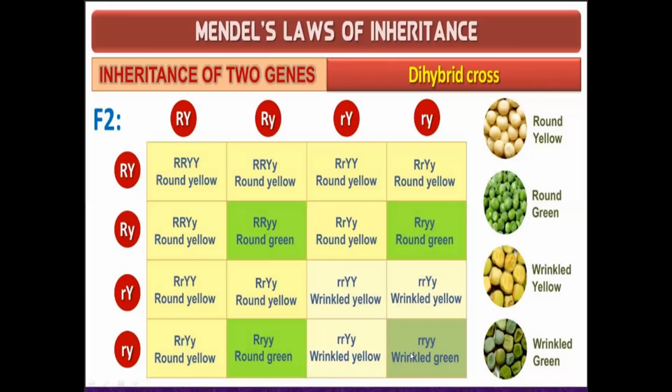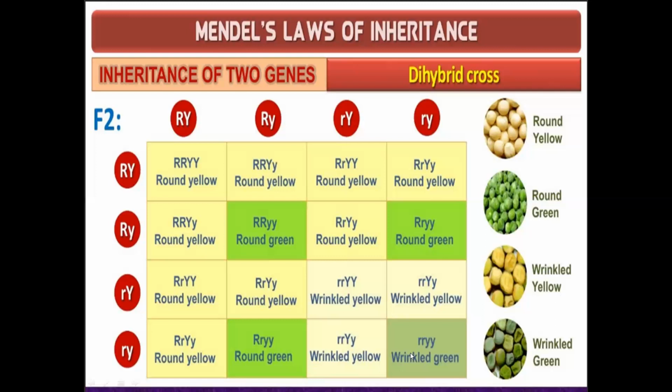What is the ratio? 12 is to 4. 12 is to 4 is equal to? 3 is to 1. 12 is to 4, and 3 is to 1 will be the ratio. Okay, 12 divided by 4. 4 ones are 4. 4 threes are 12.